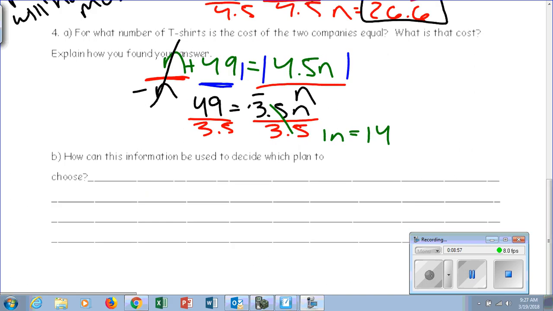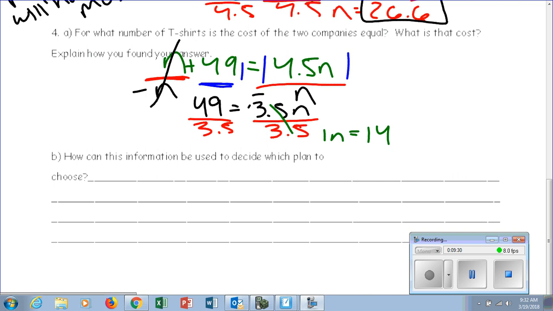Okay. So once we got those numbers completely by themselves and those variables completely by themselves, that gave us our n equals 14. So in B it says, how can this information be used to decide which plan to choose? With your shoulder partners for about 1 minute, talk over how you think this information can be used to decide which plan to use. So based on what Lily was saying, for 4B, it says, how can this information be used to decide which plan to choose?